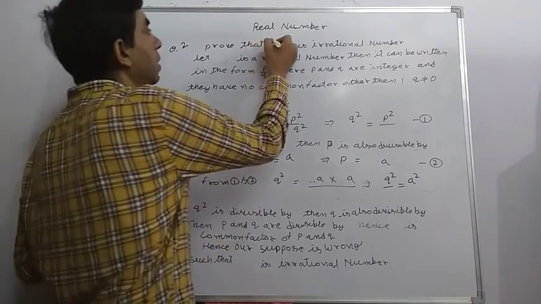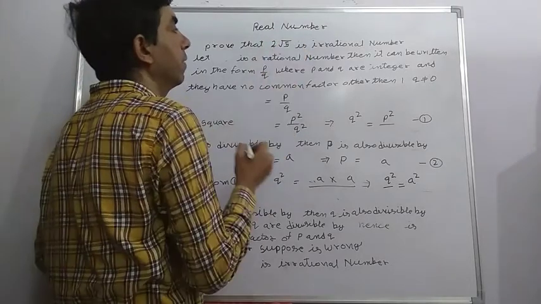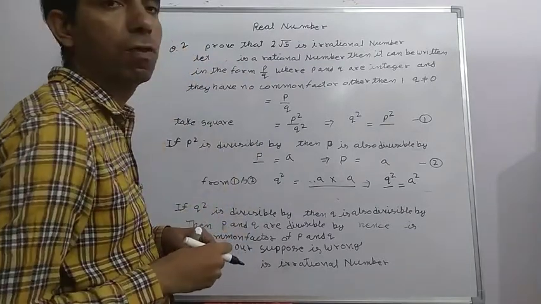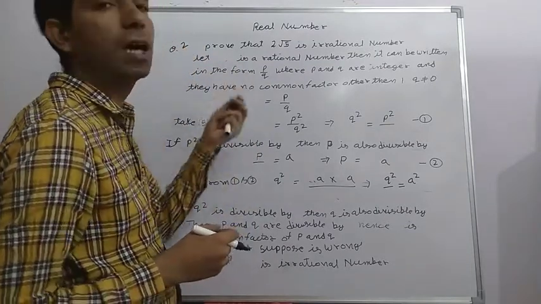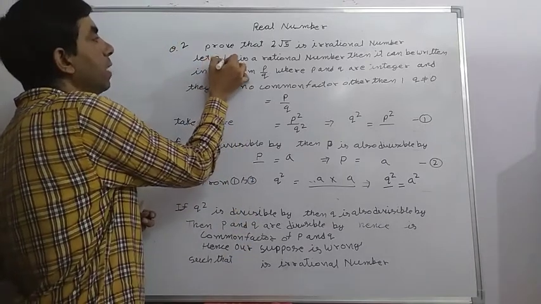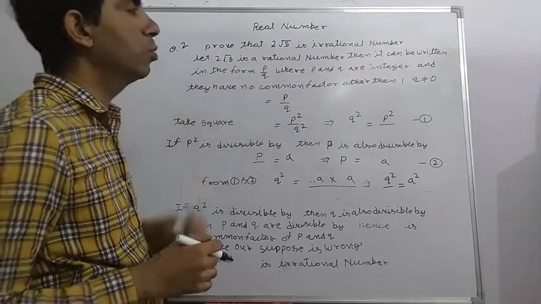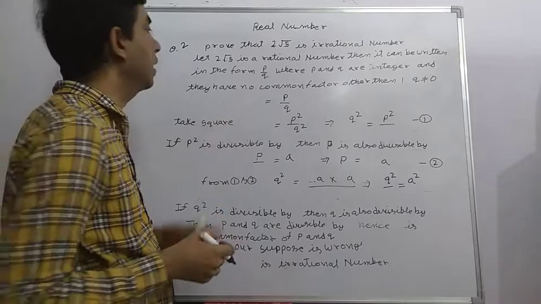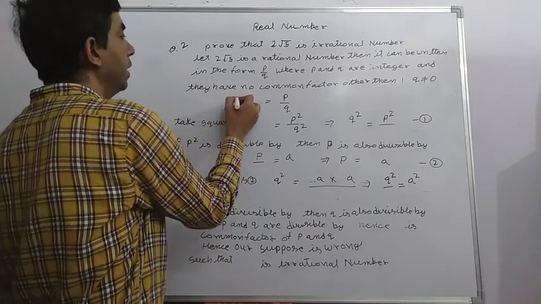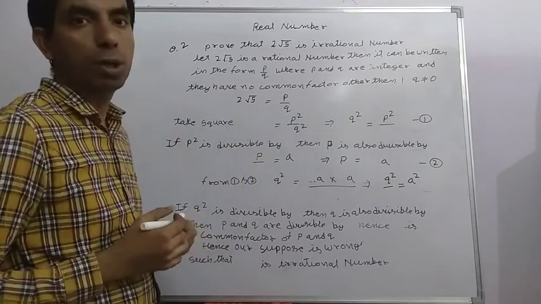Let's take 2 root 5. Prove that 2 root 5 is irrational. For proving it, just change only the digit. So here, let's suppose 2 root 5 is rational, then it can be written in the form of P upon Q, the language is the same, where P and Q are integers and they have no common factor other than 1 and Q is not equal to 0. Here we write 2 root 5 is P upon Q.